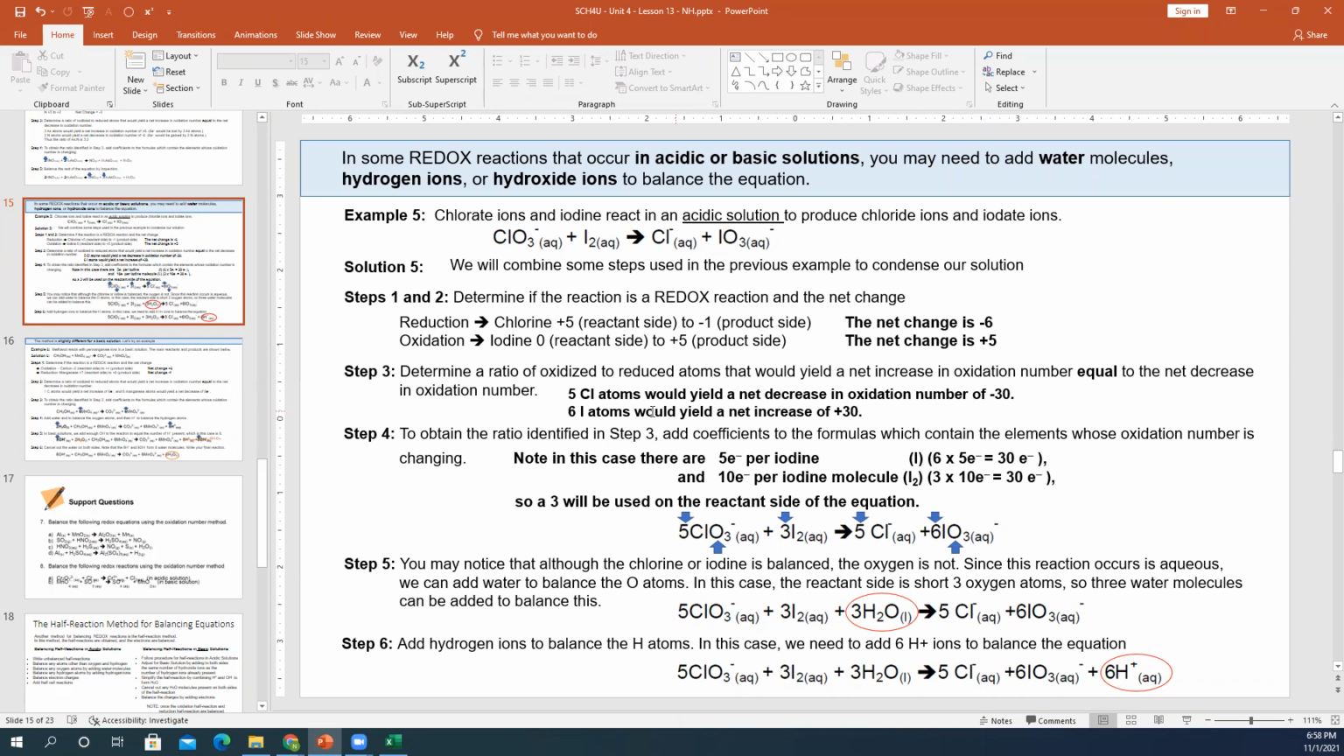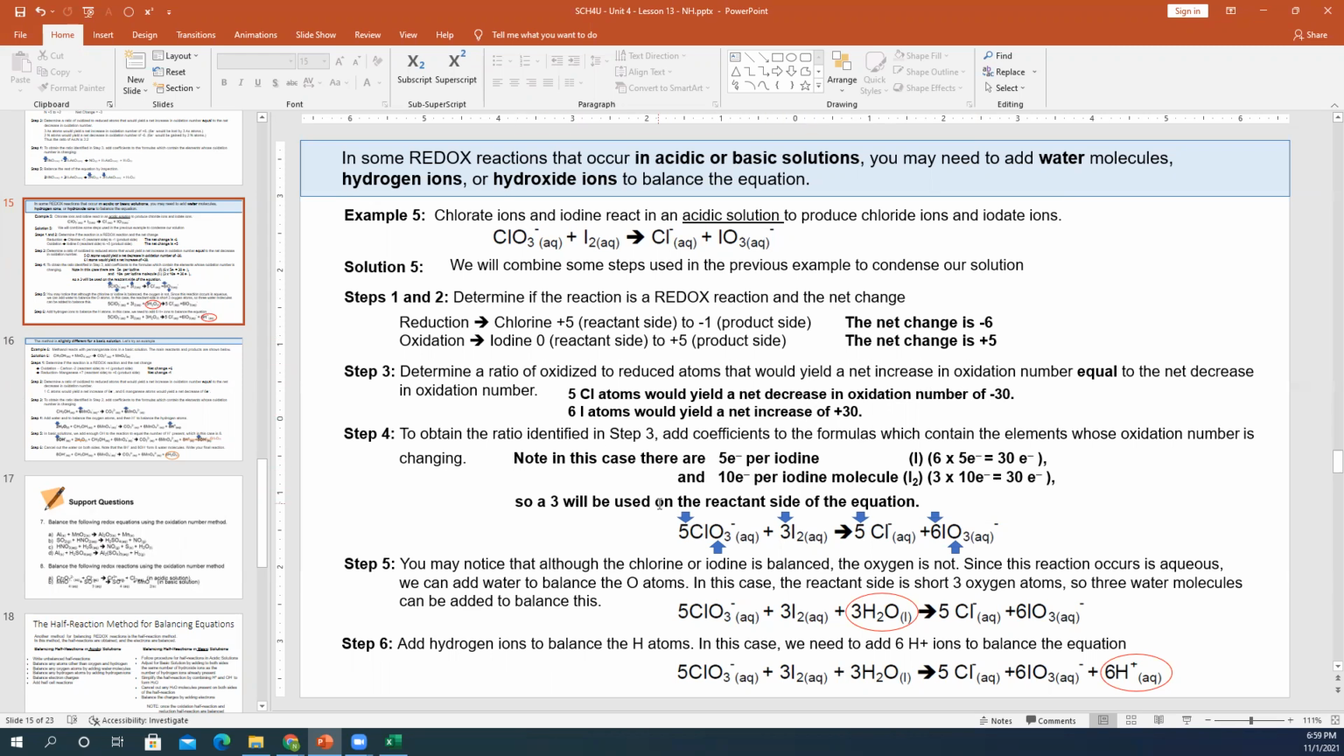So if you have 5 chlorine atoms, remember chlorine had a net change of -6. So 5 of those -6s, 5 times -6, you would get -30. And then the iodine was a net change of +5. So if you have 6 of those, 6 times +5, you would get a net change of +30. So -30 plus 30, perfect. So to obtain the ratio that we identified in this previous step, we add the coefficients to the formulas which contain the elements whose oxidation number is changing.